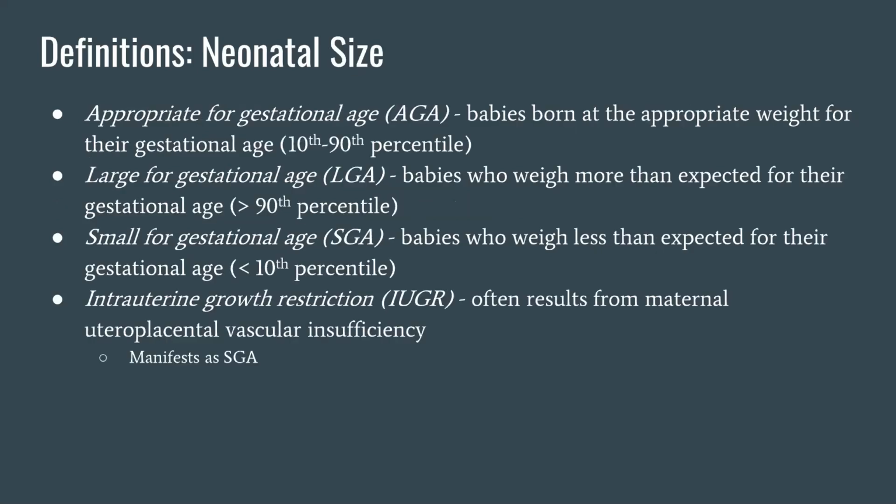In terms of size, babies can be appropriate, large, or small for their gestational age. Appropriate is anywhere from 10th to 90th percentile. Large is over 90th, and small is less than 10th. And small for gestational age can often be caused by intrauterine growth restriction, or IUGR.